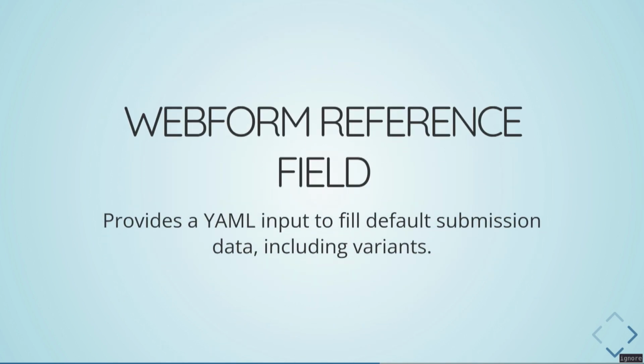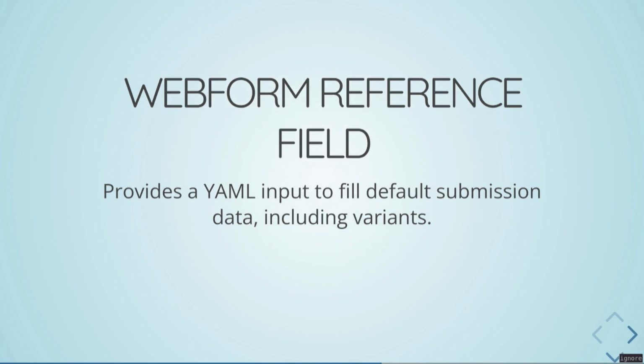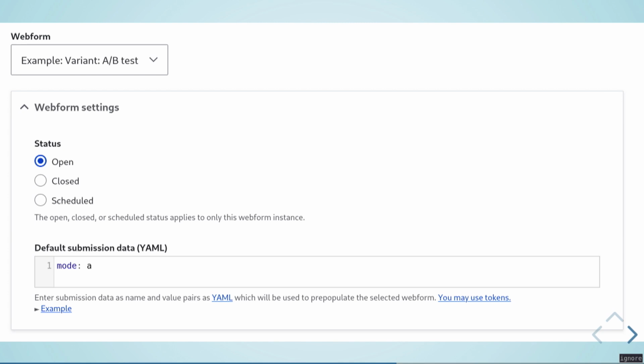So the Webform reference field, which is part of Webform core, is not a simple entity reference. It also has some serialized data. This serialized data exposed on the field, if you've seen it, is just YAML. And in this YAML, you can also select the variants. For example, this is how the widget looks.